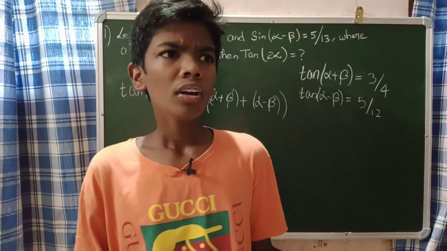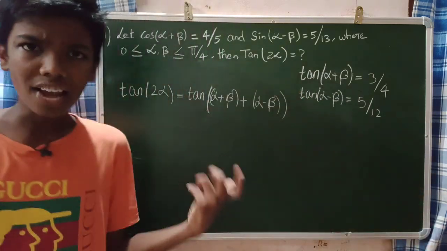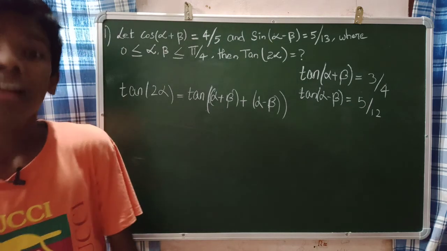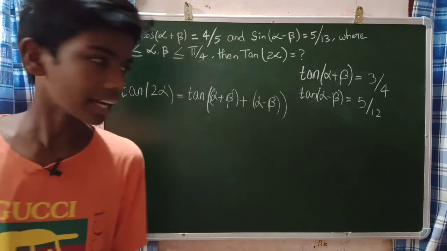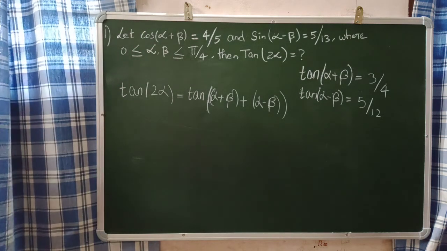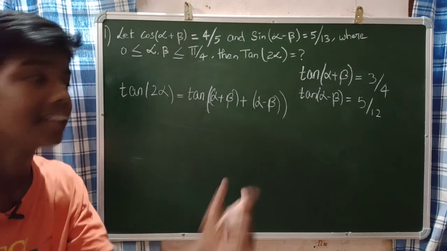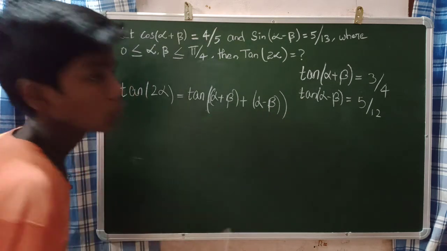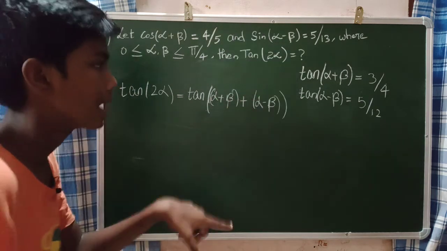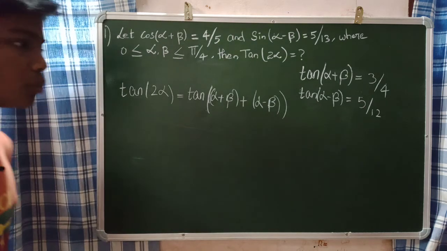But what's the reason behind doing such things? Why do I need to convert cos and sine into tan? Why do I need to write 2 alpha as alpha plus beta plus alpha minus beta? Now you will know those reasons. Here I'm going to take alpha plus beta as one particular term, that's why I put the bracket, and alpha minus beta as another particular term. Why I'm doing that is in order to use the tan of A plus B formula.